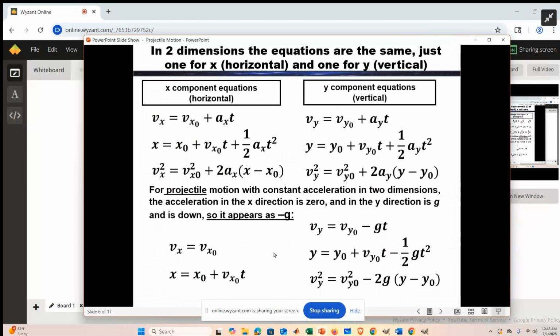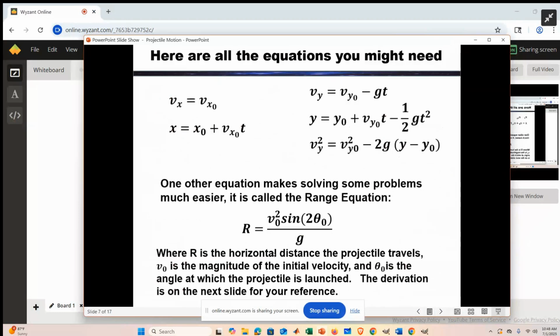One other equation is extremely useful for solving problems, can help you get the answers very, very quickly. It's called the range equation. The range equation says that the range, that is the x distance it travels, is equal to the simple formula: the square of the magnitude of your initial launch velocity times the sine of 2 times the launch angle divided by the acceleration of gravity. These equations, coupled with these equations, allow you to solve any problem that you want as quickly as you can.